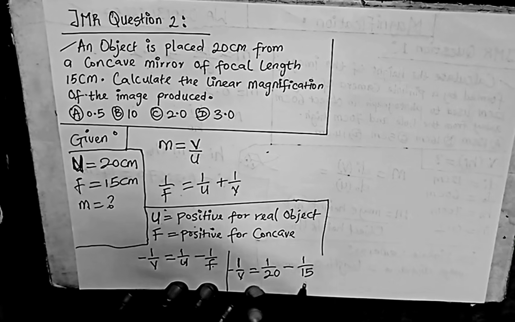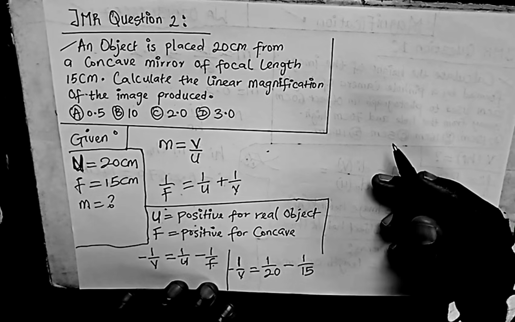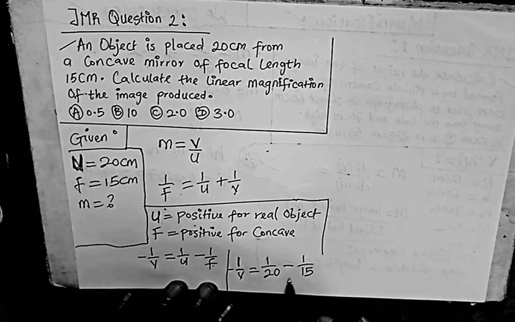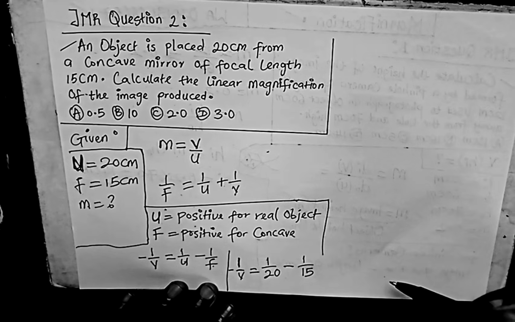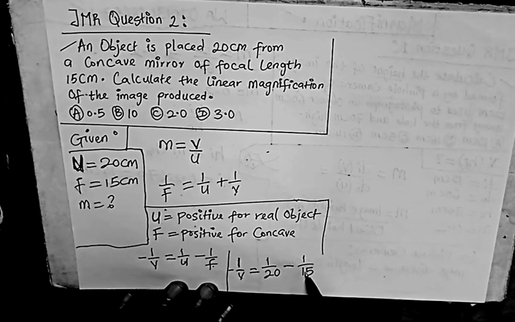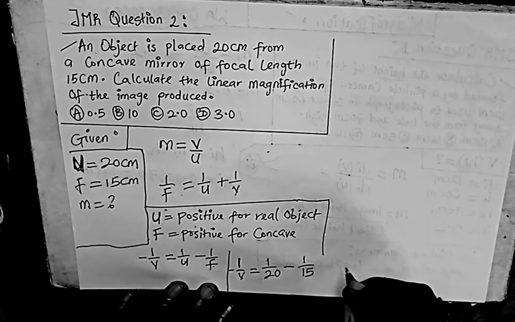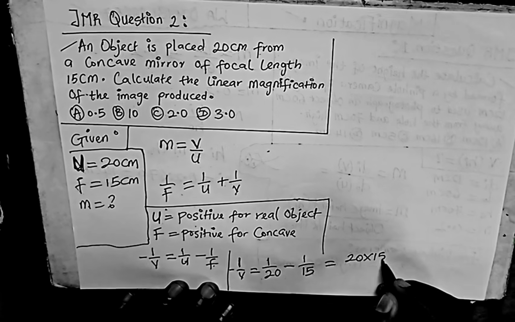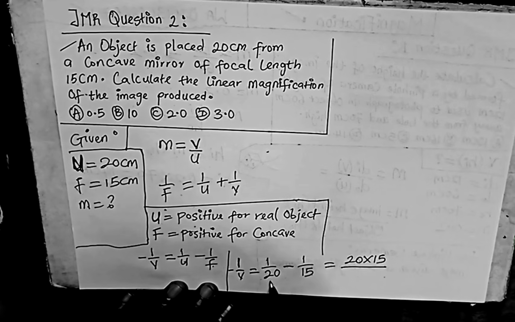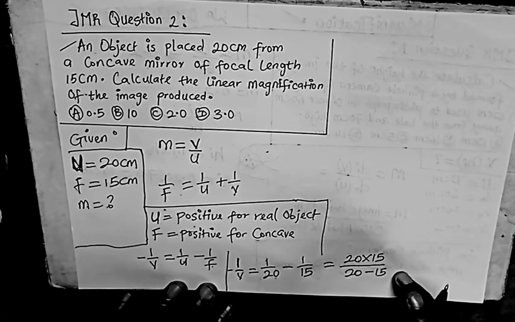I told you that anytime we get 1 over something, you multiply the two denominators to form the numerator. You can't use the sign with the numerator; you apply it to the denominators. If it is plus there, you plus the two denominators; if it is minus there, you minus the two denominators. So first we multiply to form the numerator: 20 times 15 over 20 minus 15.